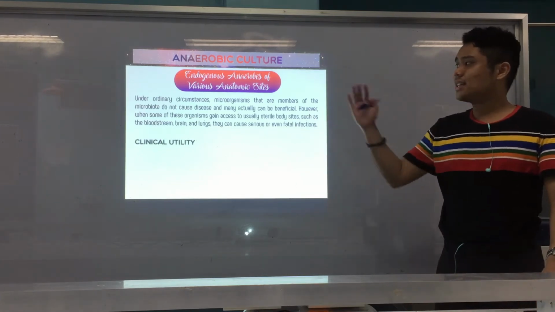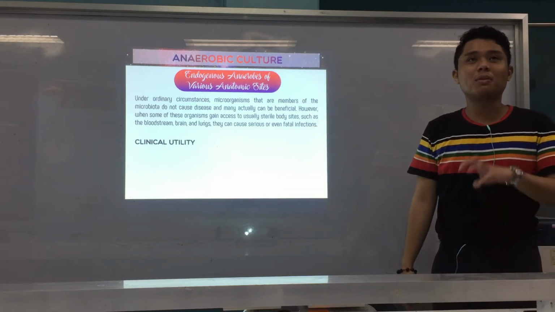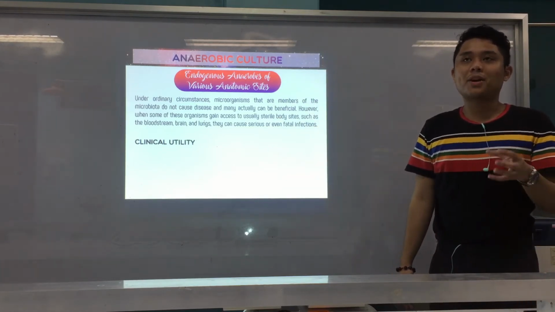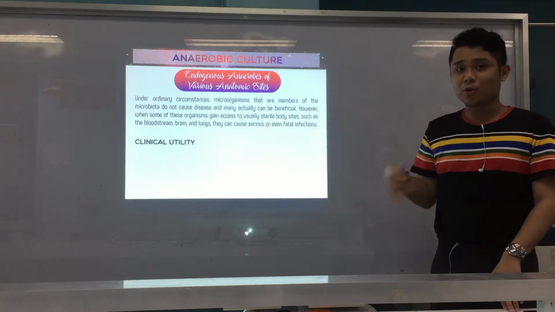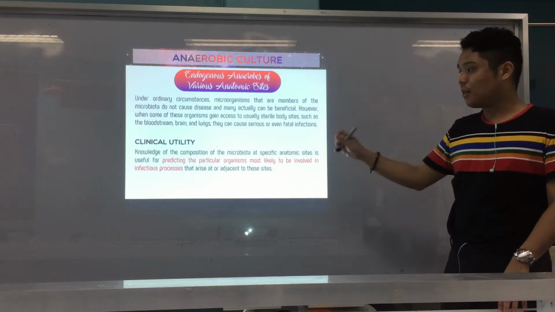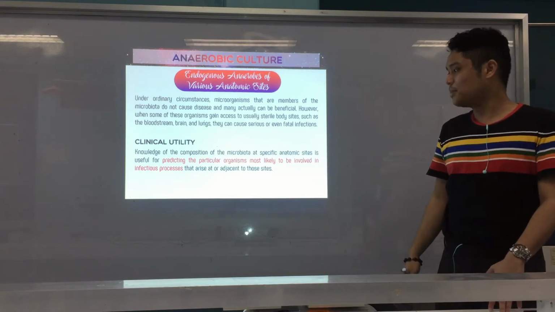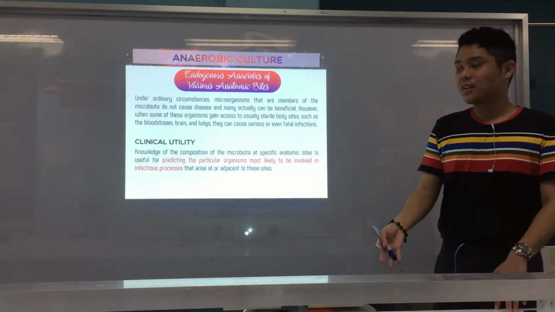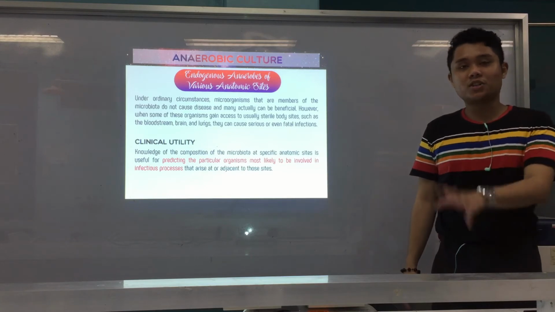So, why is it important that we know the normal flora or normal microbiota anaerobes in our anatomic sites? Because again, it will help us predict the particular organisms that are most likely to be involved in the infectious processes that arise in or adjacent to those sites.